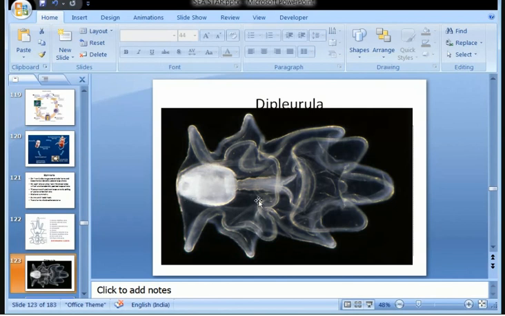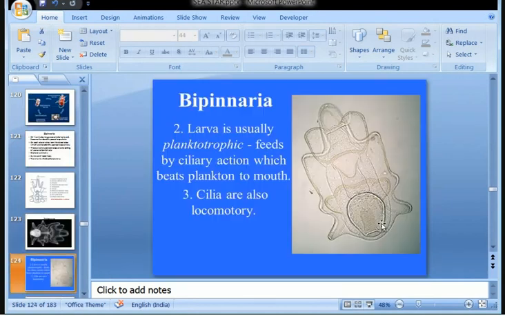And this is the gut that has formed, the larval gut that is developed here. This is the larval gut. Mouth is somewhere here, then leading to stomach, and here the anus. So let's see the other one here. This is the picture that shows various lobes.